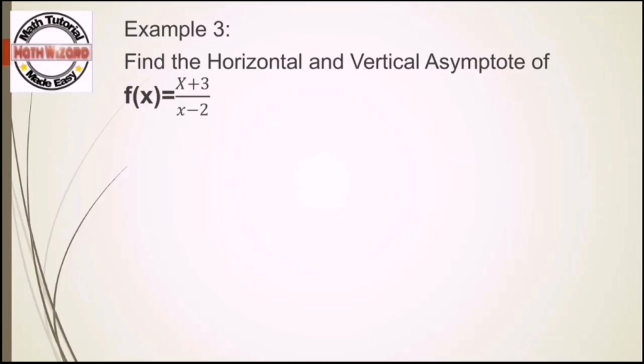Okay, now let us proceed with example number 3. Again, we need to find the horizontal asymptote and the vertical asymptote of the function x plus 3 all over x minus 2. Yan, medyo pahirap na ng pahirap ang ating gagawin. So again, we follow the certain procedures.